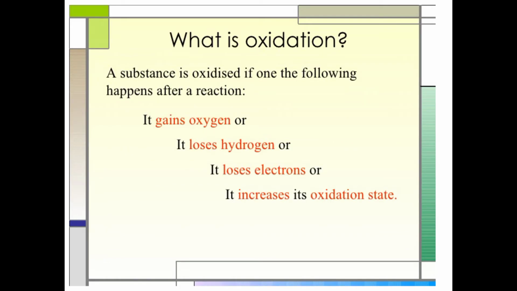We'll see some definitions of oxidation. What is oxidation? We can define oxidation in certain ways. It gains oxygen, or it loses hydrogen, or it loses electrons, or it increases its oxidation state. Oxidation is gaining of oxygen, or losing of hydrogen, or losing of electrons, or increasing its oxidation state. If we say that a substance is oxidized, that means these four things. In all these ways we can define oxidation. We will see them one by one.